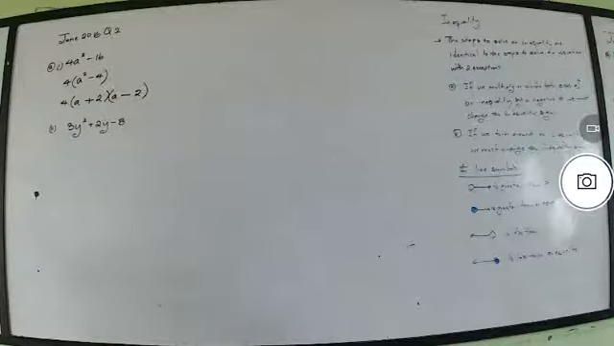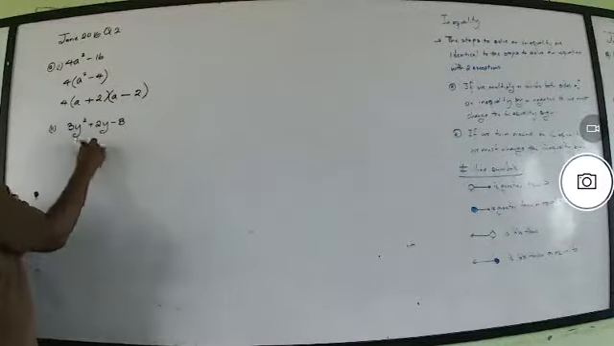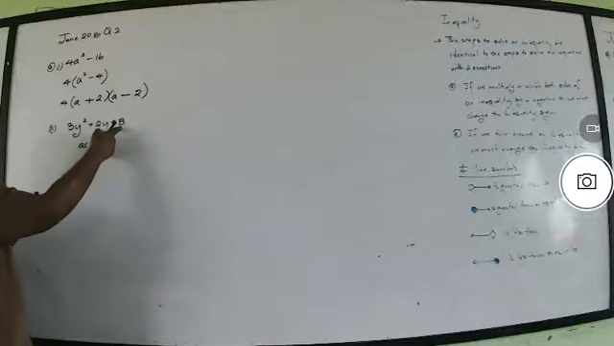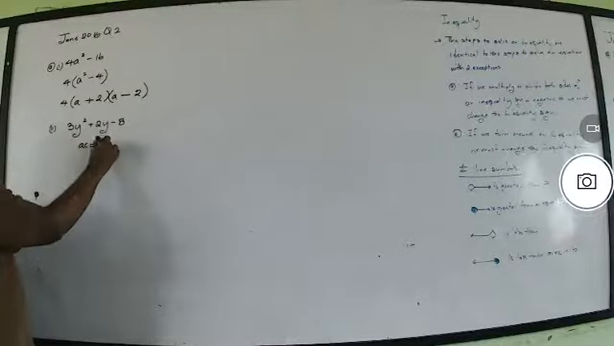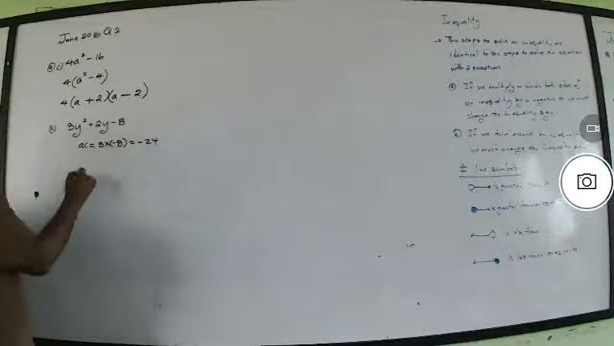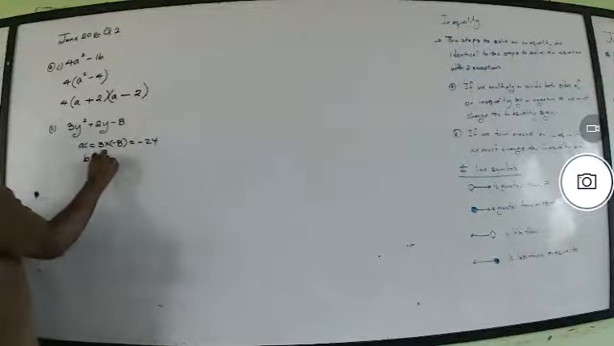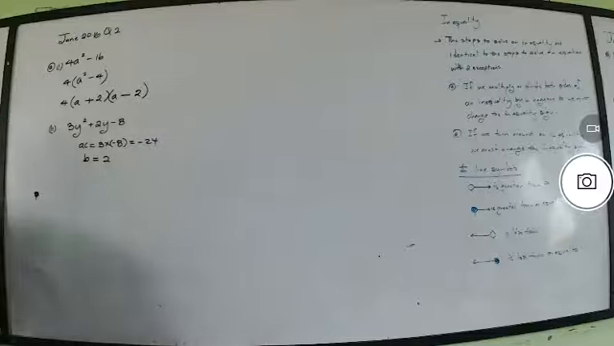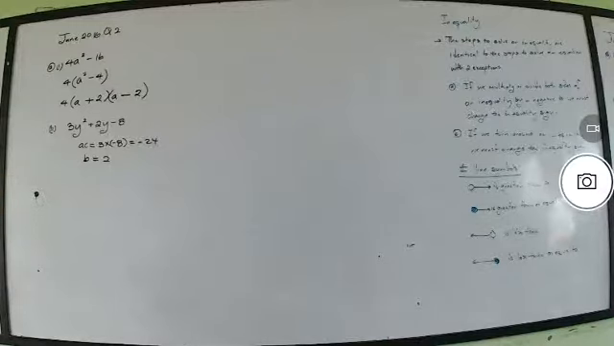To factorize it, I'm going to use the ABC method. First, AC. A is 3, C is minus 8. So this is 3 times minus 8. This is minus 24. B is equal to 2. I need two numbers. When I multiply them together, I get negative 24. When I add the same two numbers together, I get a positive 2.